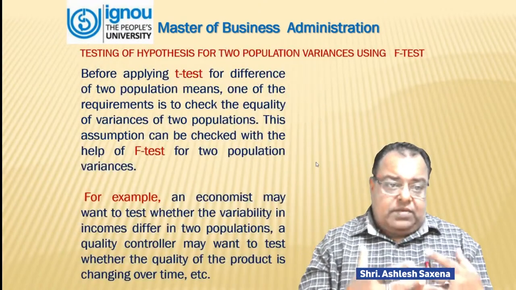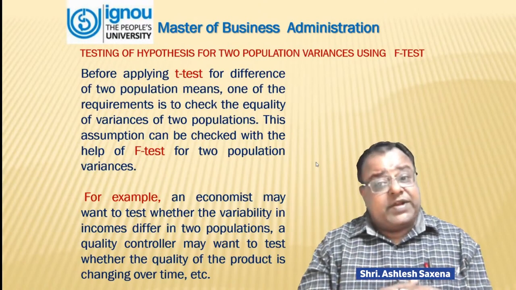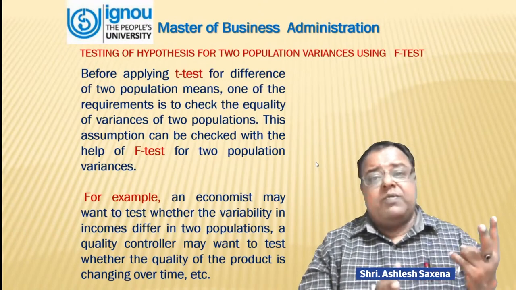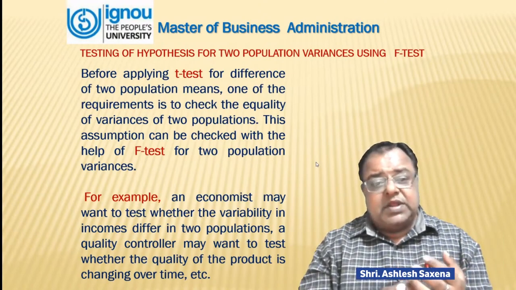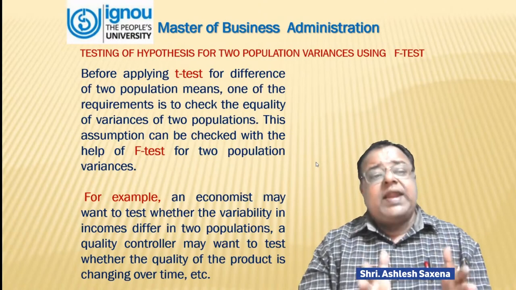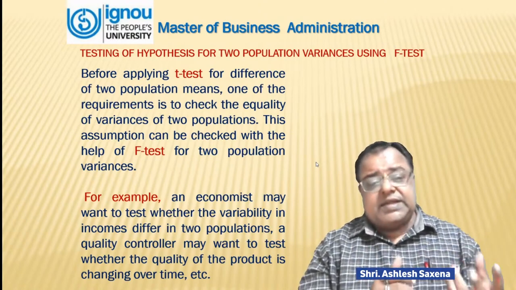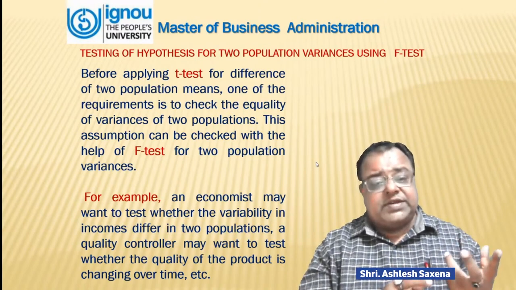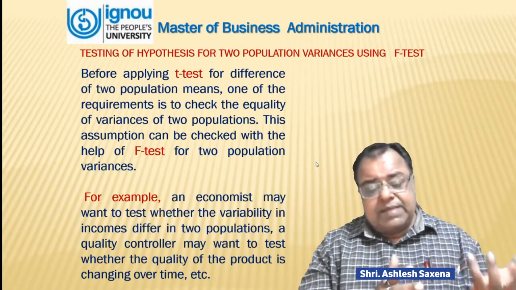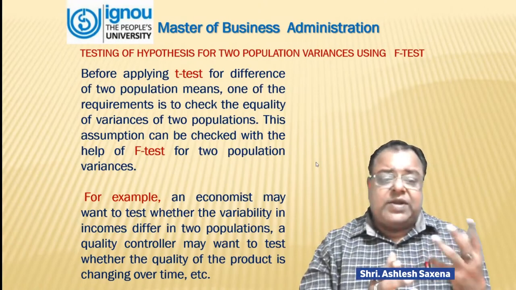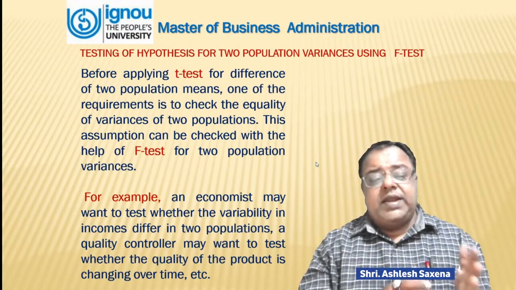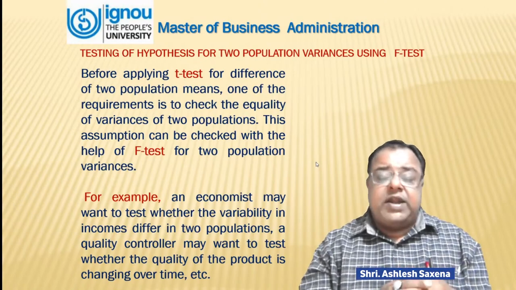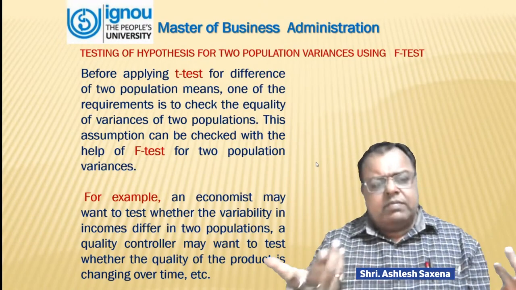Now, we will move further using the F-test. This F-test is used when testing of hypothesis is done for two population variances. Before applying the t-test for differences of two population means, one of the requirements is to check the equality of variances of the two populations. This assumption can be checked with the help of the F-test for two population variances. For example, an economist may want to test whether the variability in income differs in two populations. A quality controller may want to test whether the quality of the product is changing over time, etc.